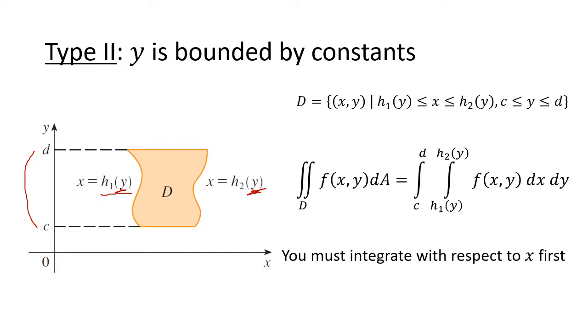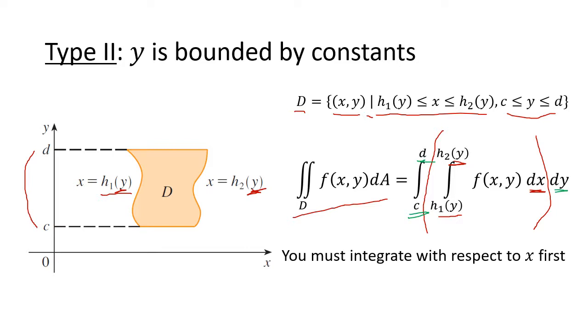And the way we would write our region in set notation, D is the set of all ordered pairs x and y such that x is bounded by these two functions and y is bounded by the constants. Again, we have that same general notation for our double integral, but now when we set up the iterated integrals, we have to do it with respect to x first. So here's my x. My bounds are going to be in terms of y, and then after we do that, we'll do the integral in y for the constants c and d.